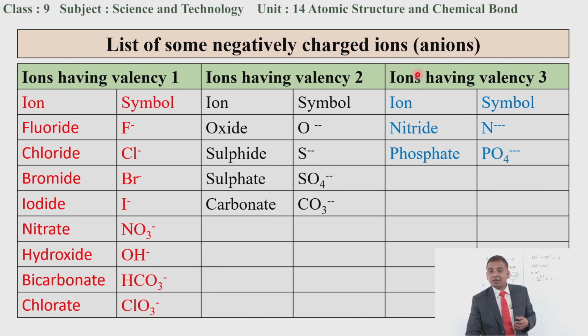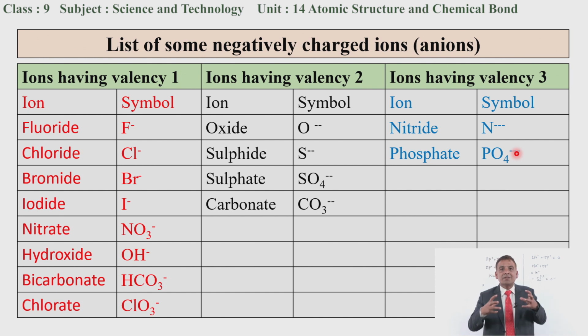As well as in the third list, there are some radicals and ions which have the valency 3, like nitride, N minus minus minus. It shows that nitrogen is gaining 3 electrons to gain the octet state, so it has acquired 3 negative charges. So N minus minus minus is chemically called nitride. And phosphate, PO4 minus minus minus. So these are all the types of ions that have different charges.